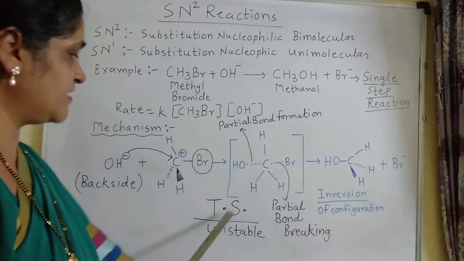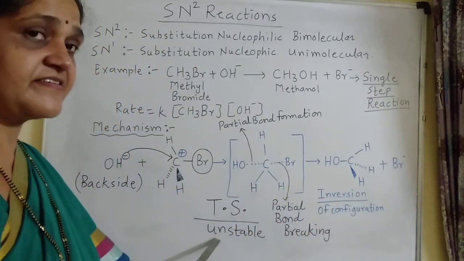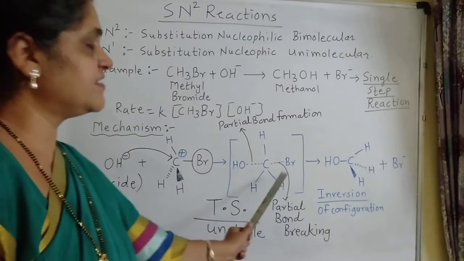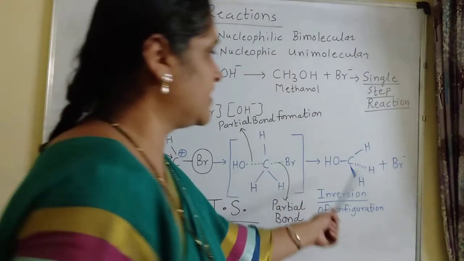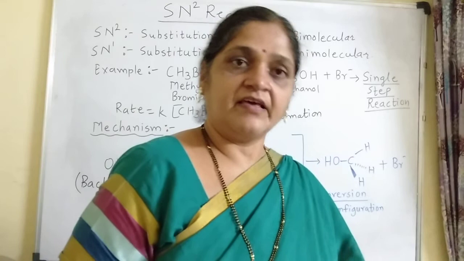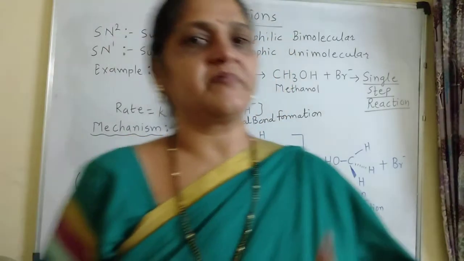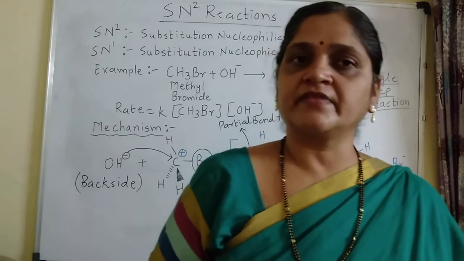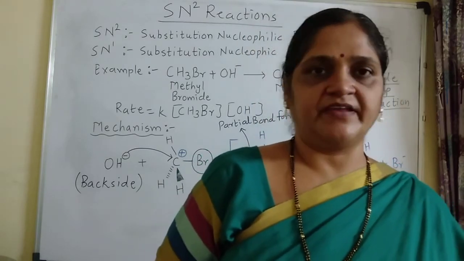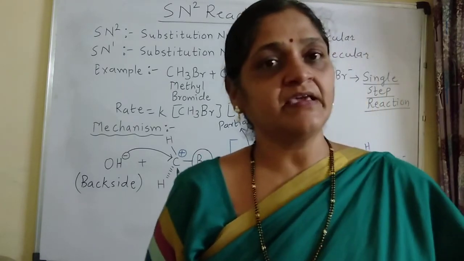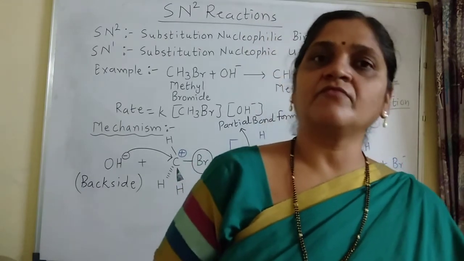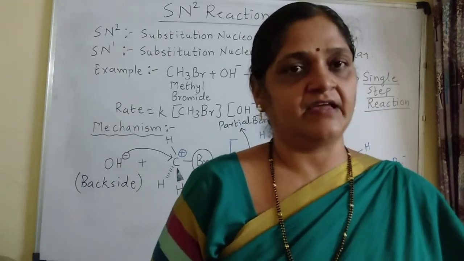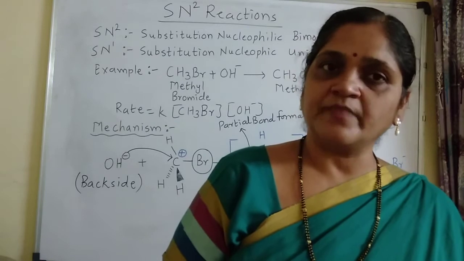In this step, there will be a formation of a transition state which is unstable. Immediately, this transition state will be converted into product. Thus, the SN2 mechanism consists of a single step and it will always give you the product with the inversion of configuration. Now, we will see how the reactivity of different alkyl halides varies according to the SN2 mechanism.